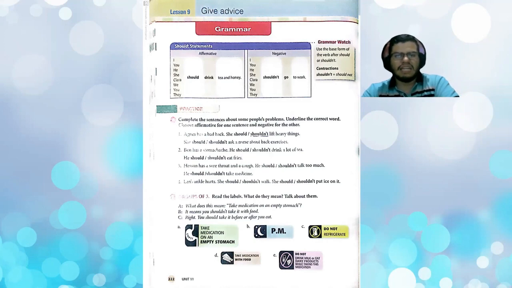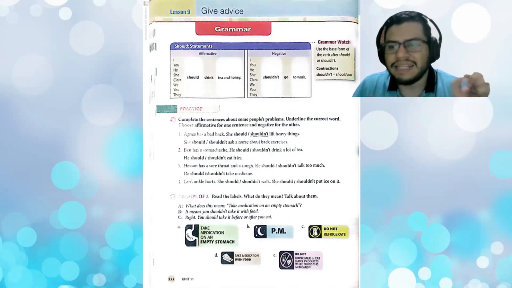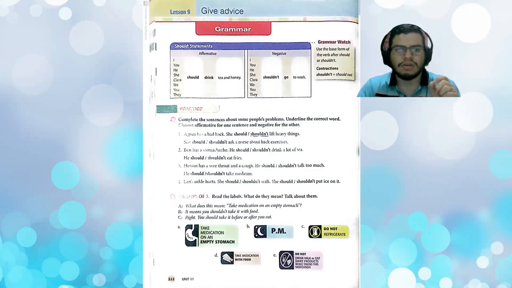Remember, at the beginning we have the subject pronoun, then we have should to give advice. This should is a modal verb. Then the main verb, or the base form of the verb, for example drink. And then we have the complement. How would it be? You should go to the doctor. And you shouldn't go to work.